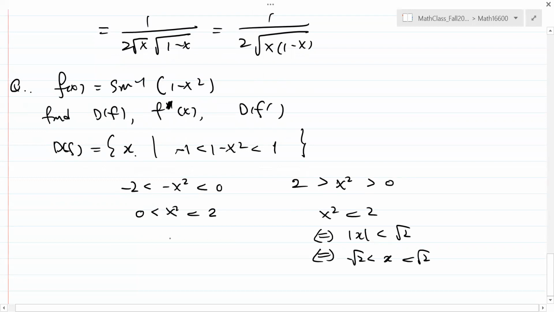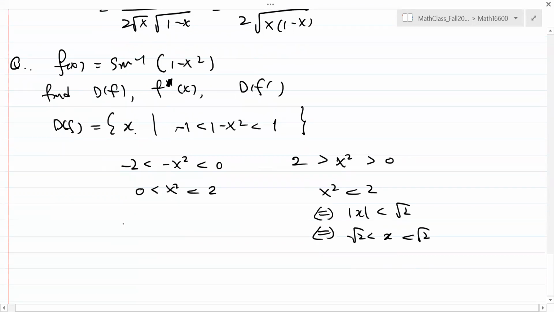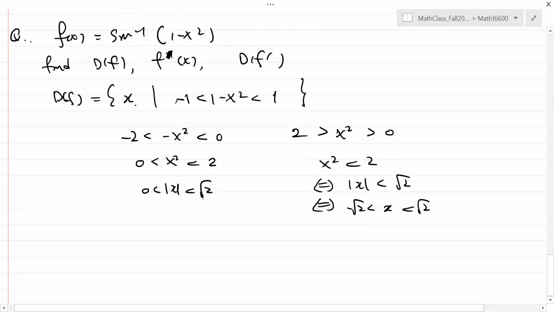So for this one, I think the solution will be the interval from negative square root 2 to positive square root 2, but 0 should be excluded. Okay? So be careful about that. So this is equivalent to saying that. Forget the 0 on the left-hand side, then you do get the same inequality, but x should be excluded.